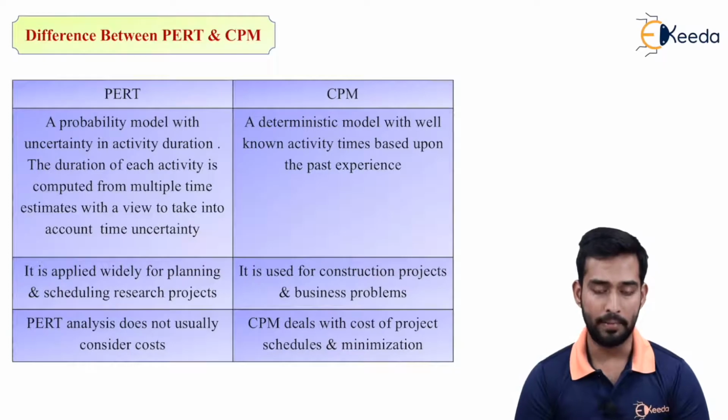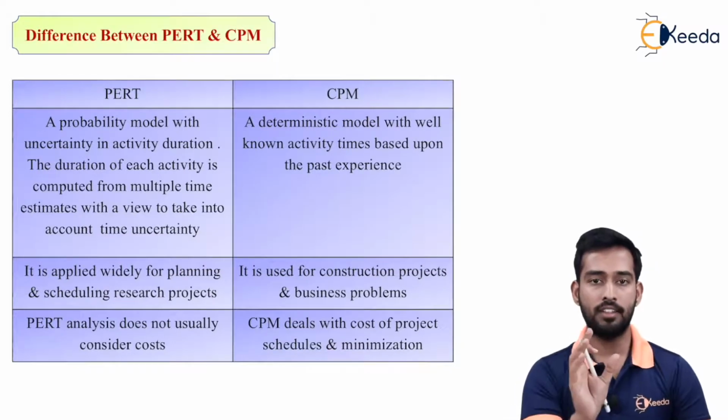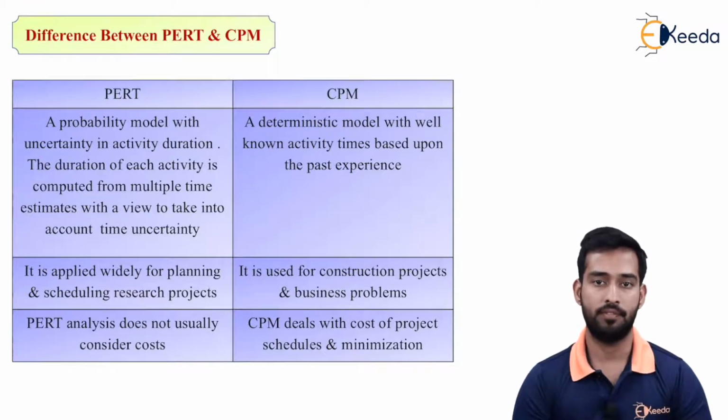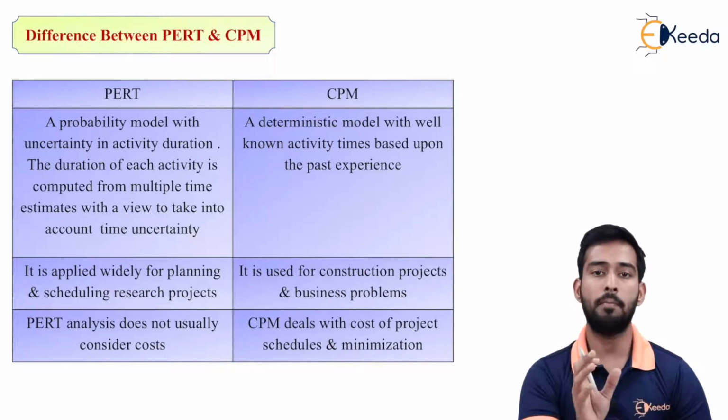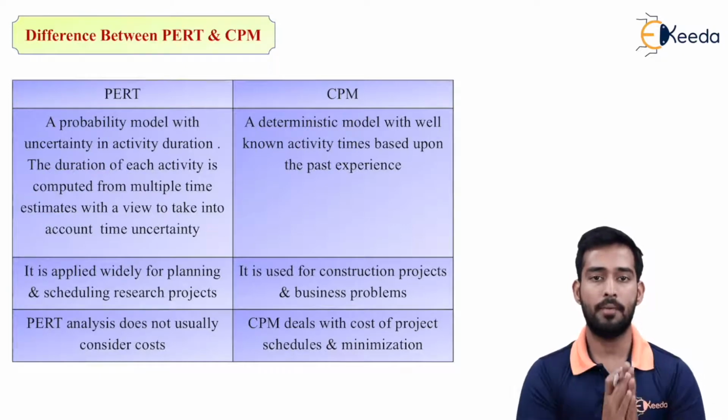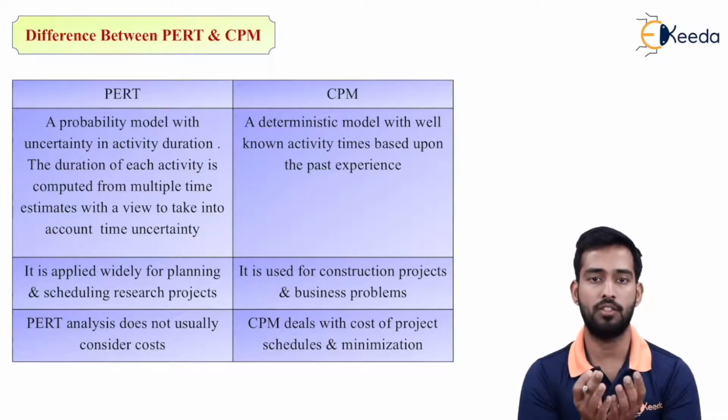Now, talking about the difference between the two, first is PERT. PERT is generally used and it is a probability model. It depends upon the events, and if they happen, then what is the probability of completion of time. If they don't happen, then what is the probability.